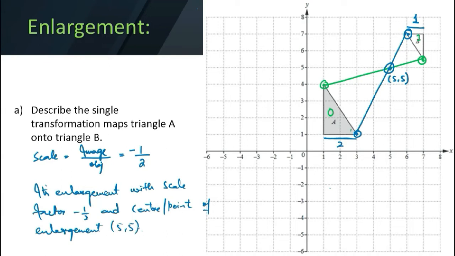Okay, as I have told you that when we have a translation, it's necessary to write the translation vector. If we have reflection, it is necessary to write the equation of the line of reflection. And in enlargement, if we just write enlargement, then that is an incomplete answer. You should mention what is the point of enlargement and what is the scale factor. If you write these two things along with the enlargement, then the examiner will give you full marks on that.